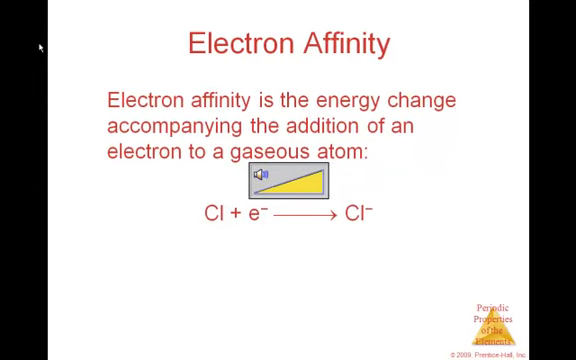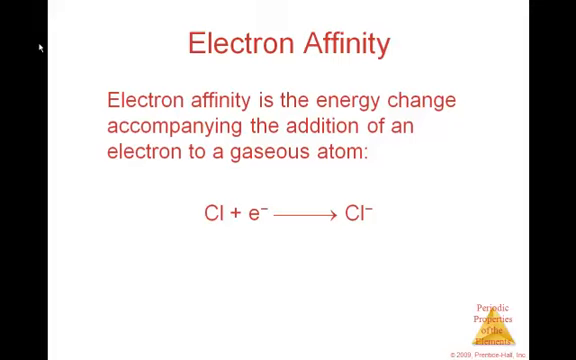The second part of Chapter 7 continues on to talk about other periodic properties. One of the periodic properties that we're going to be looking at is electron affinity. I know you already know what electronegativity is, which is the desire to gain electrons. But electron affinity is a little bit different, but it's also quite similar. You can see here it's the energy change accompanying the addition of an electron to a gaseous atom.